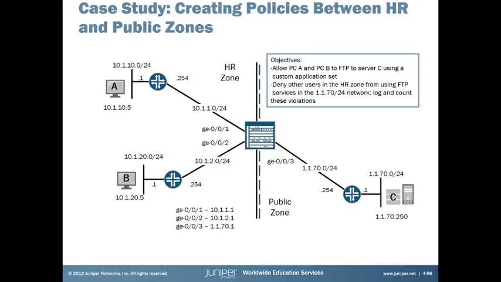Okay, so PCA, there it is up there in the HR zone. And PCB in there in the HR zone. We want them to connect to server C over here in the public zone. We want to customize the application set. Do that. All other users in the HR zone, which we don't see any, but we do see these other networks down there, are denied from using FTP services. So let's take a look at that.